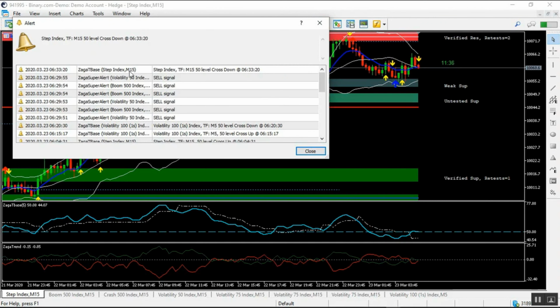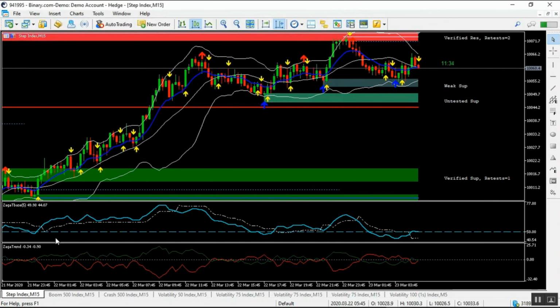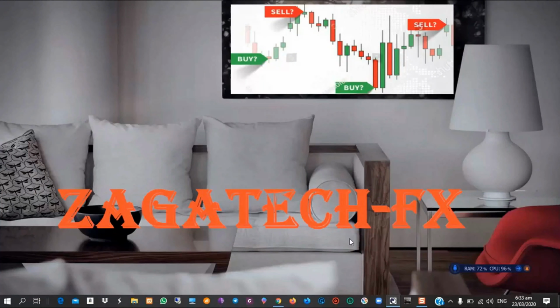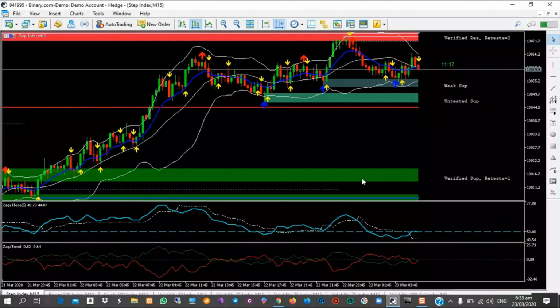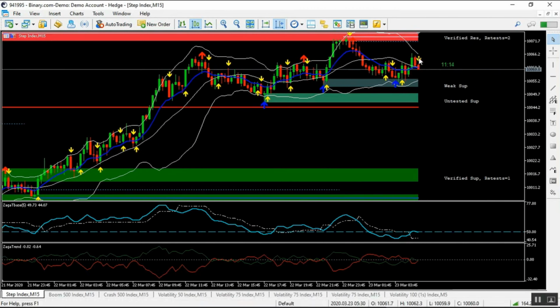Zaga Tech FX, step index 15 minutes. So this on step index is studied on the line of 50. That's the signal I gave you now. So that is all I can say for now. This is Zaga Tech FX. God bless you all as you trade in pips. And this is the system I use. This is the system I use.